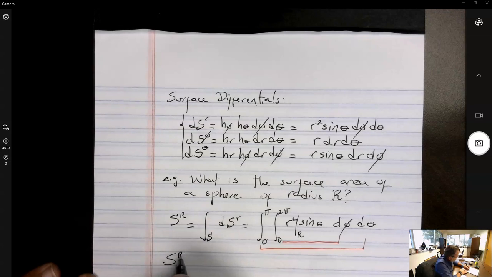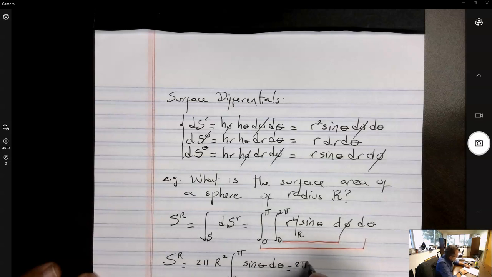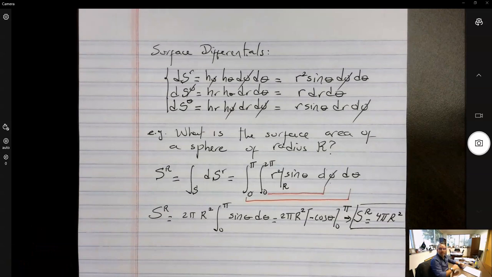Let's just take this integral with respect to phi. It will be 2 pi r squared times the integral from 0 to pi of the sine of theta d theta. That will be equal to 2 pi r squared times minus the cosine of theta from 0 to pi. The cosine of pi is minus 1, and the cosine of 0 is 1. So minus 1 plus 1 is equal to 2. So the surface area of a sphere of radius r is 4 pi r squared. You can look it up on Google, and that is the surface of a sphere.